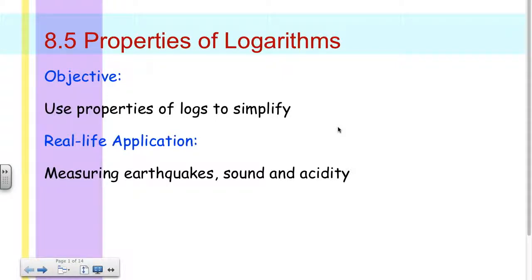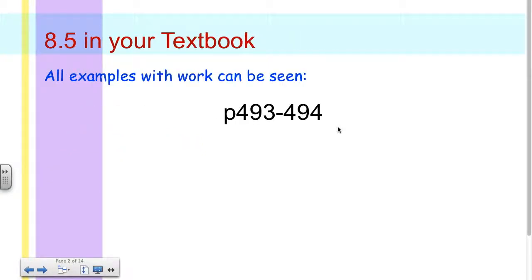Today we're going to be talking about 8.5 properties of logarithms. The objective is to use properties of logs to simplify. Real life applications include measuring earthquakes, sound, and acidity. All the examples you'll see in this video will be in your textbook. There'll be different examples shown with all the work, so you can check that out as another resource.